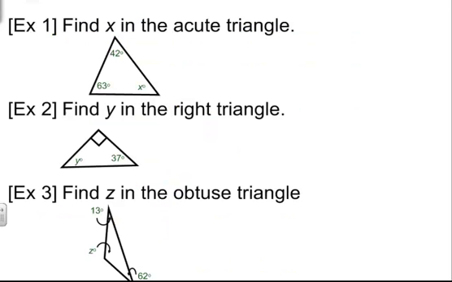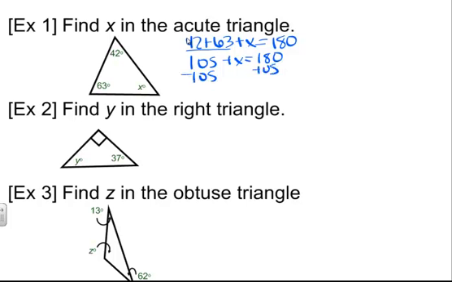Okay, moving on. So, let's find x in the acute triangle. Well, I know that all the angles add up to 180, right? So let's just write an equation. 42 plus 63 plus x equals 180, because all triangles add up to 180. So let's combine like terms. 42 plus 63 is 105, plus x equals 180. Now it's just a really easy equation, right? Minus 105 minus 105, x is equal to 75 degrees. And you could double check by adding up all of those angles.